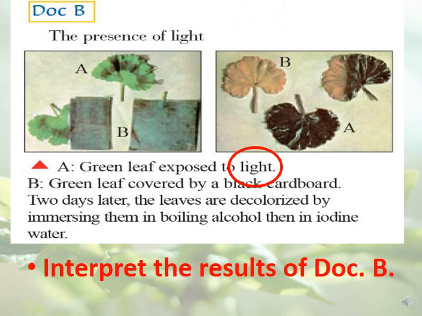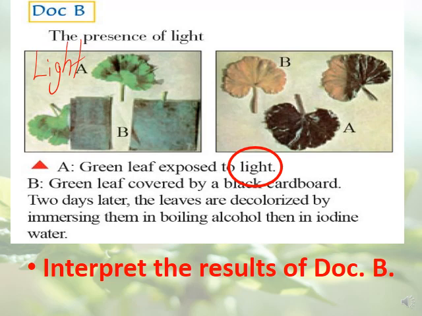Document B is talking about the experiment of the presence of light. In A, we have a green leaf exposed to light. Here we have light, so light is present. While in document B, the green leaf is covered by a black cardboard, meaning that it is not supplied with sunlight.